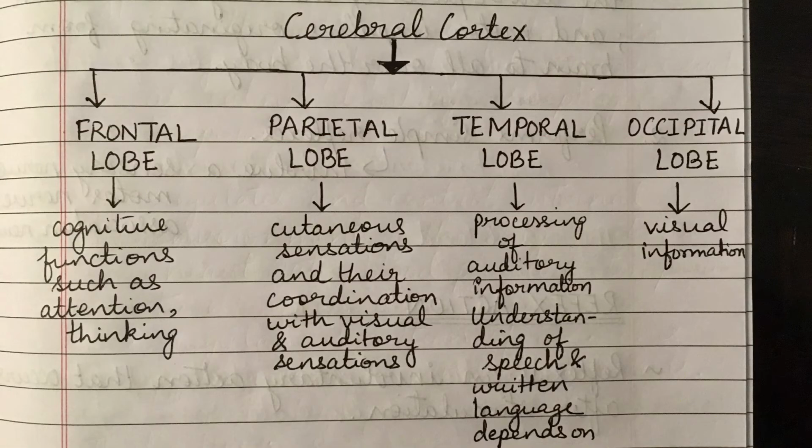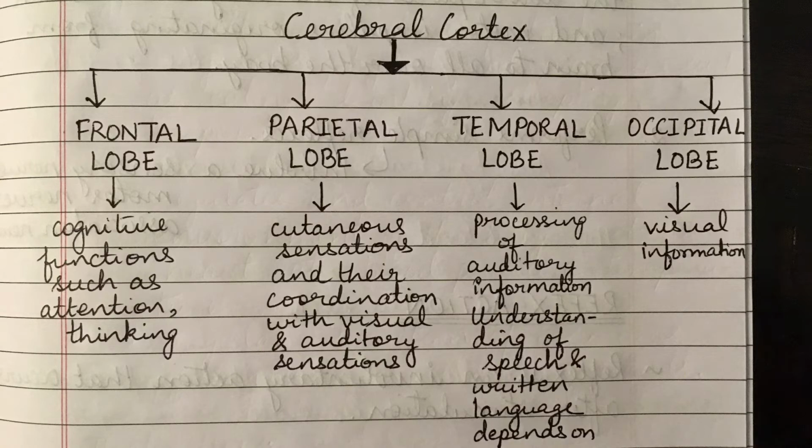Now the cerebral cortex has been divided into 4 lobes: frontal lobe, parietal lobe, temporal lobe, and occipital lobe. The frontal lobe helps in cognitive functions such as attention and thinking. The parietal lobe has cutaneous sensations, and their coordination with visual and auditory sensations is promoted.